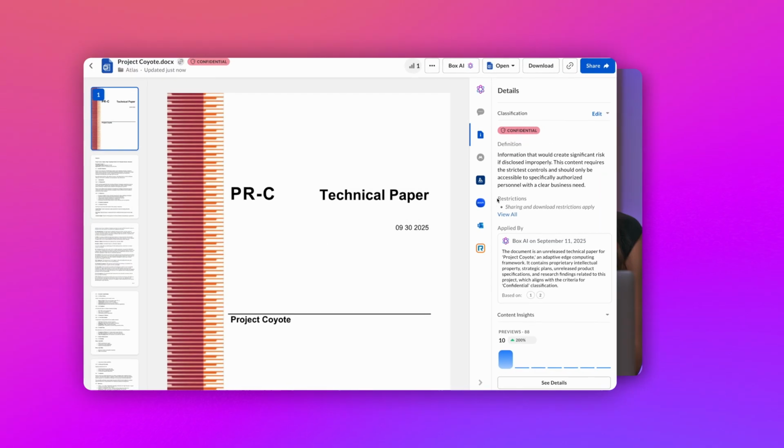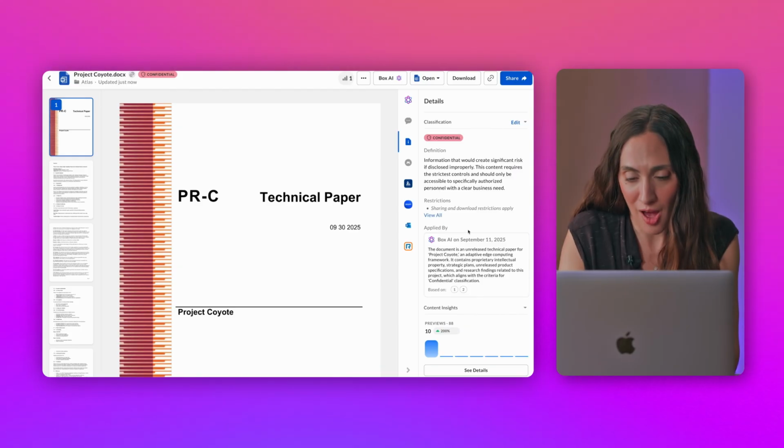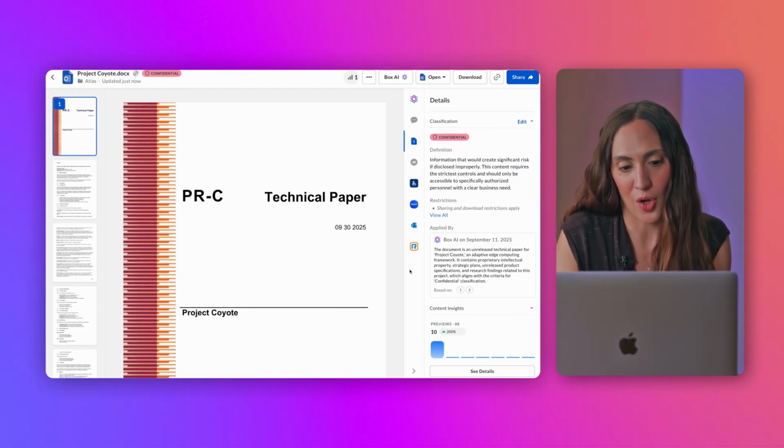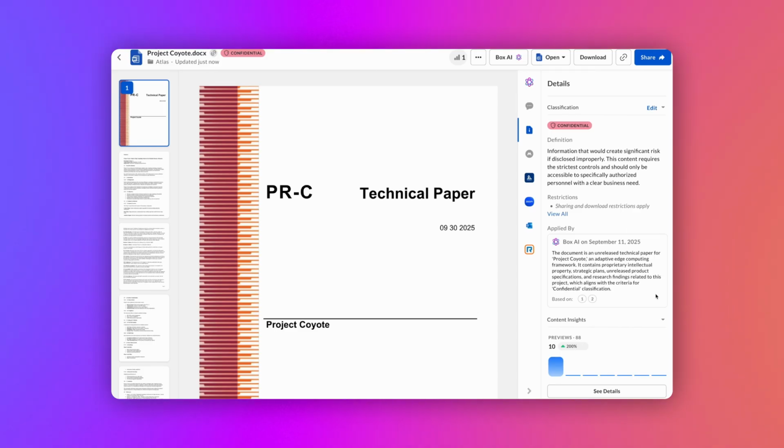Importantly, Box captures audit details, including the rationale for the classification decision and when the classification action occurred. In this case, the technical paper was given the confidential label, meaning the document now carries all the associated security controls. This document can't be shared externally or downloaded.